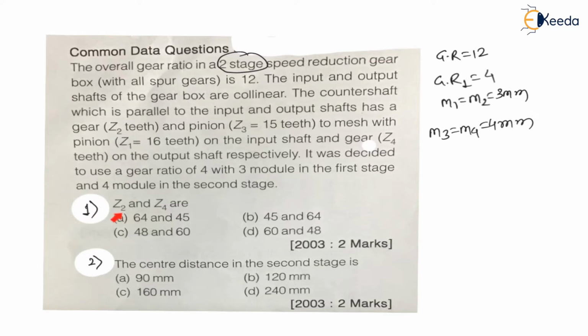Now, the first question is the number of teeth on gear 2 and gear 4. Here we have to find the number of teeth on gear 2 and gear 4, and the second question is the center distance in the second stage. Now my dear students, if you read this question carefully, this is a special type of gearbox, that is an epicyclic gear train, and you are going to learn this gear train in detail in the theory of machines subject.